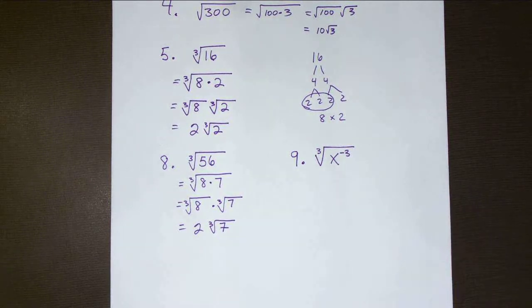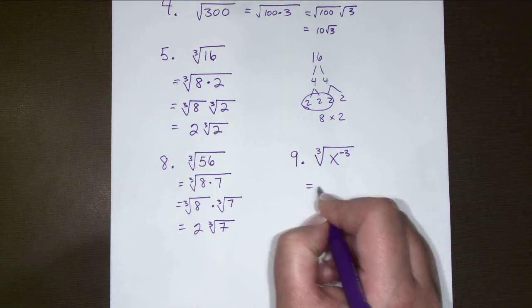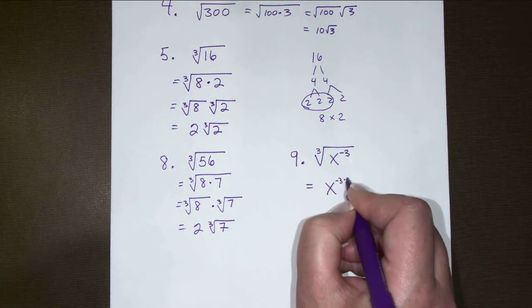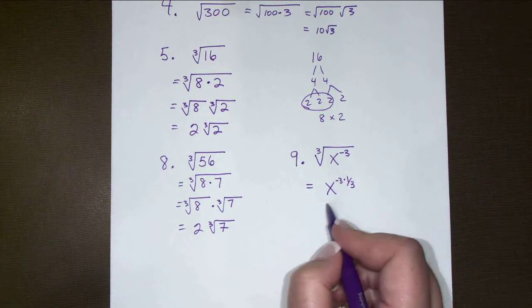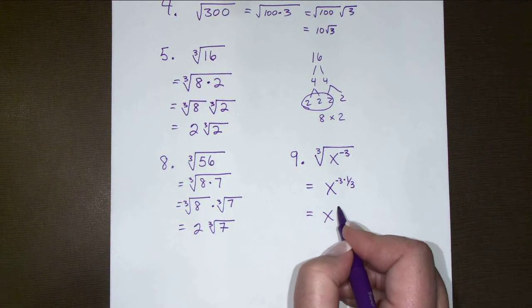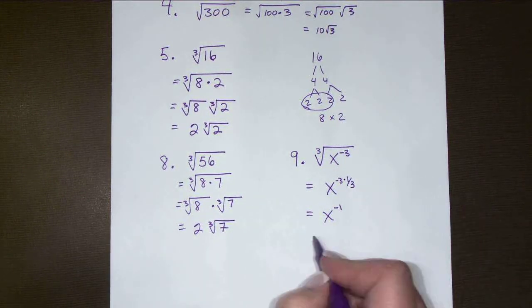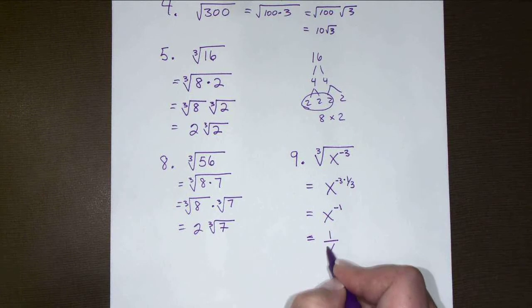What about this one? Cube root of x to the negative 3. Negative 3 times 1/3 is negative 3 over negative 3, which is negative 1. And that's 1 over x.